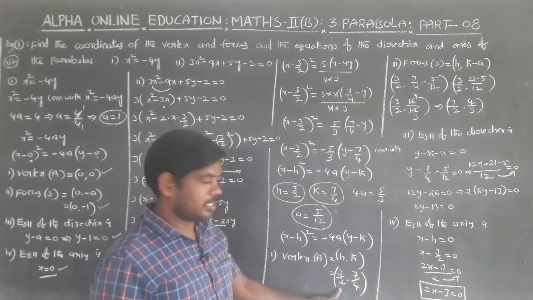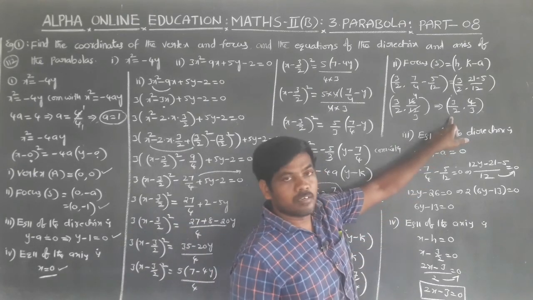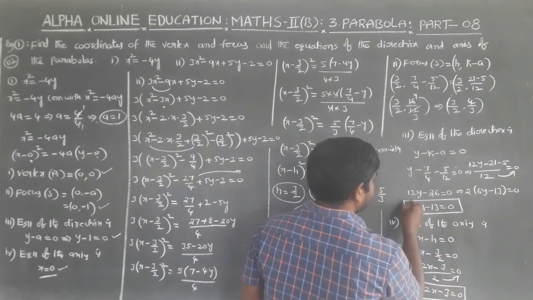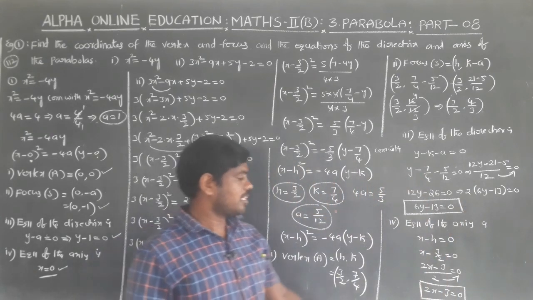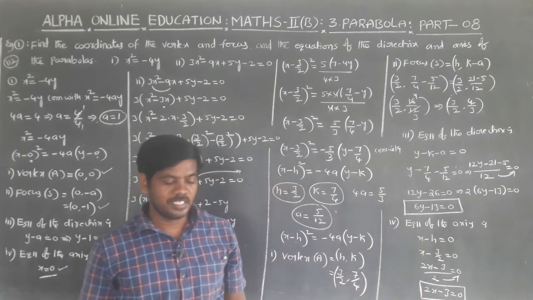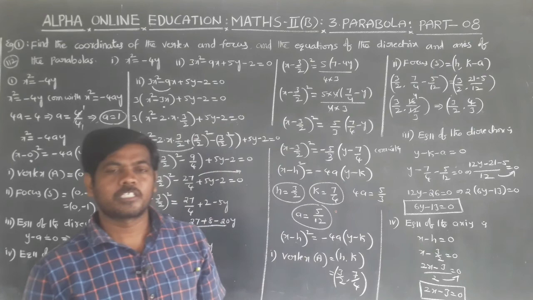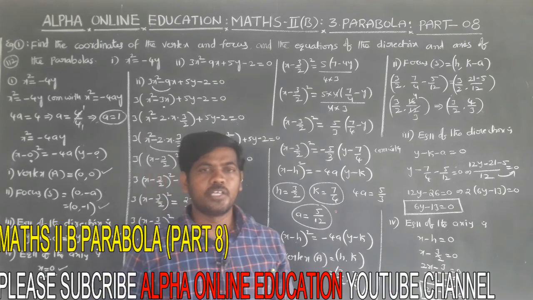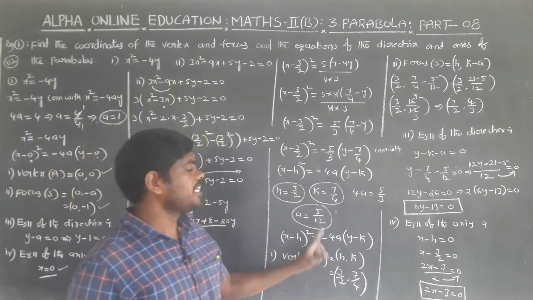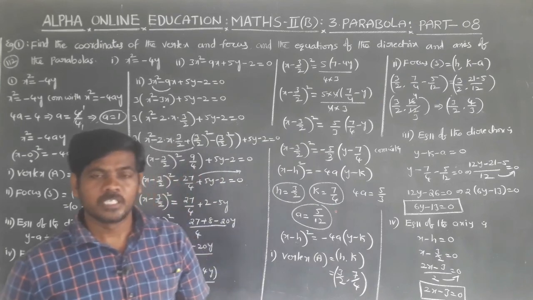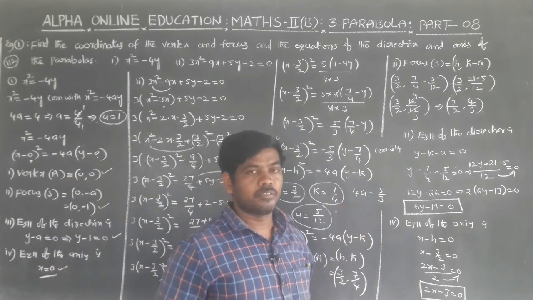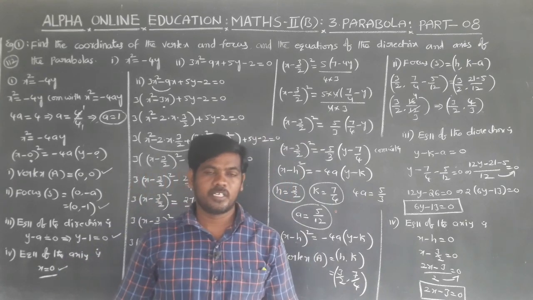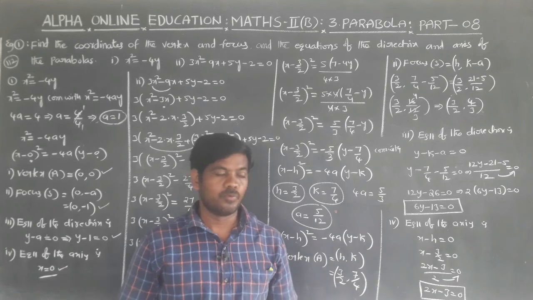Vertex 3 by 2 comma 7 by 4. Focus 3 by 2 comma 4 by 3. Equation of the directrix 6y minus 13 is equal to 0. Equation of the axis 2x minus 3 is equal to 0. This is the process for finding the four values. First of all, the given parabola is reduced or transformed into various forms of the parabola, then find the focus, vertex, equation of the directrix and equation of the axis of the parabola. Most important problem.